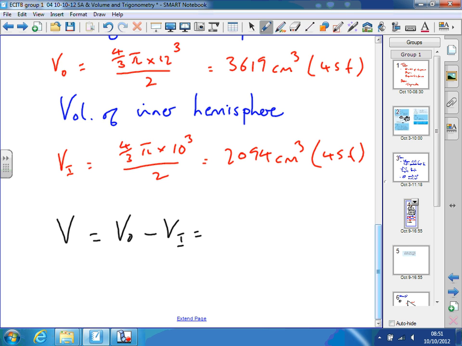So that equals 3619 minus 2094, which is 1524. Is it? 1524 cubic centimeters to 4 significant figures. So now we've got the volume in cubic centimeters, we've just got to multiply that by 8.9. Is it? Okay. Yeah. Head's always better than a calculator.